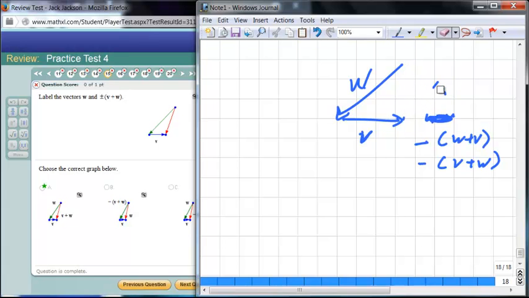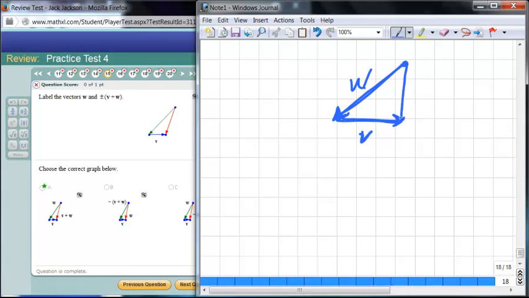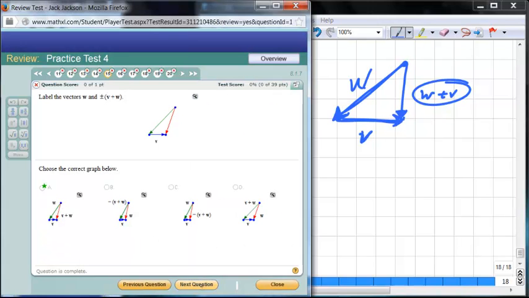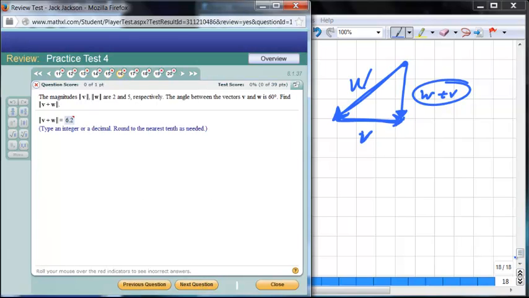Yeah, if you start with W, then go to V, that's the same as starting here and going here. That's the direction we have. Sorry, I thought the arrow was the other way. So we go this way. That is W plus V, or V plus W. A is correct. Next question.